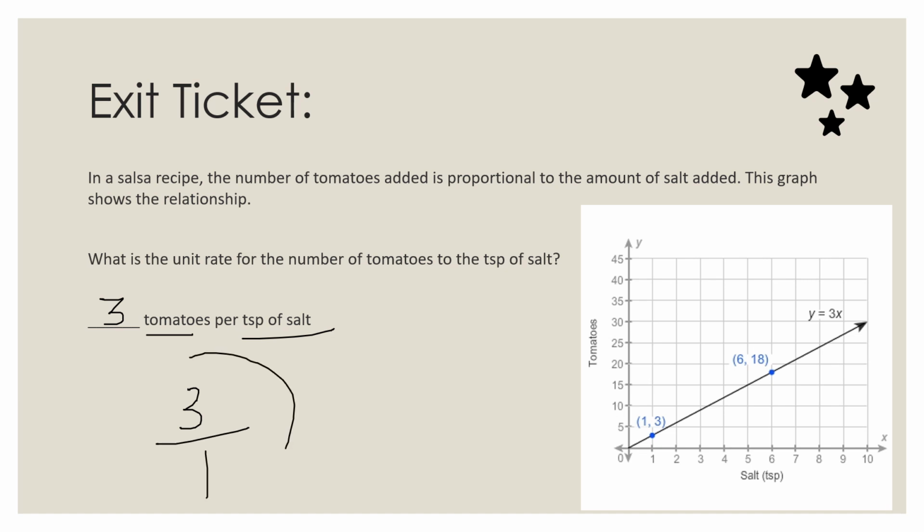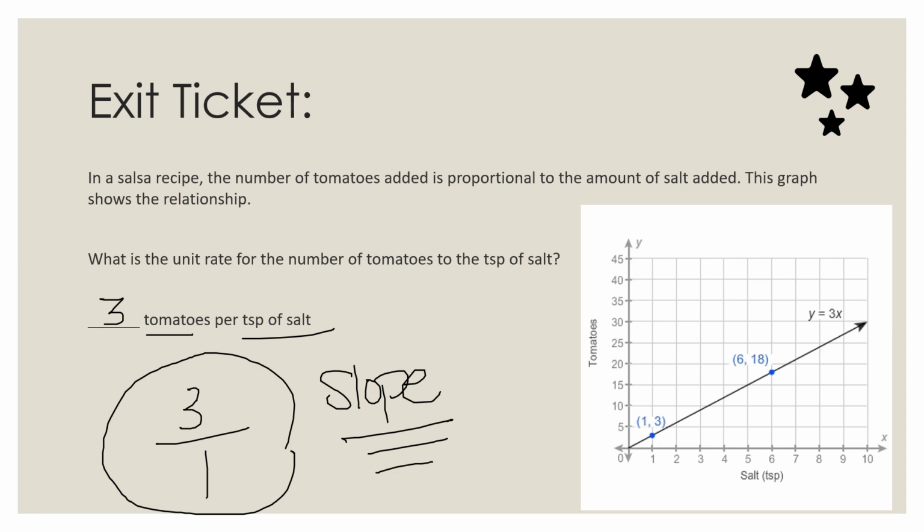Now, you guys, what we've been doing today, we've also been finding something called slope. Slope, or the constant rate at which a graph increases or decreases. Remember this guy's name. We're going to talk about him tomorrow, and we're going to talk about him a lot.